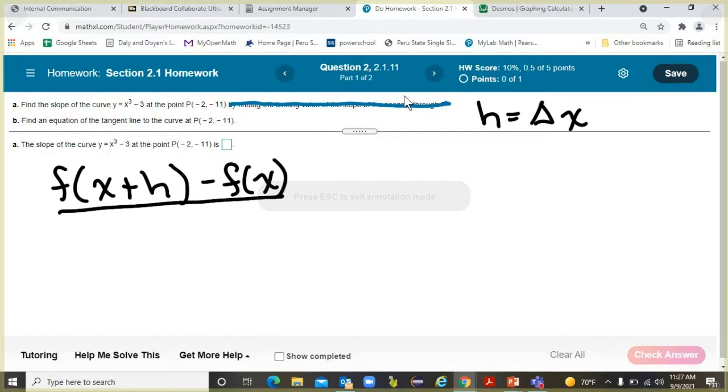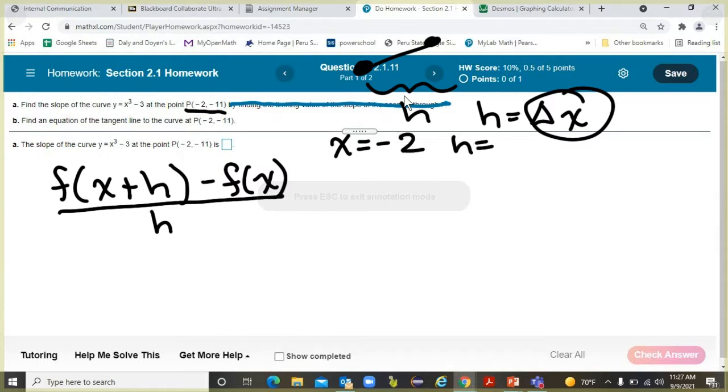And then usually your denominator in slope is change in x, and that's just what we're calling h. Now what we want to happen is for h to be 0, because it's one point, so you don't have two points you're looking at. The distance between these is h, and what we really want is for the distance to be 0, so we're just at one point. So our x is -2 and our h is 0, but we can't plug in the 0 right now because it's in the denominator.